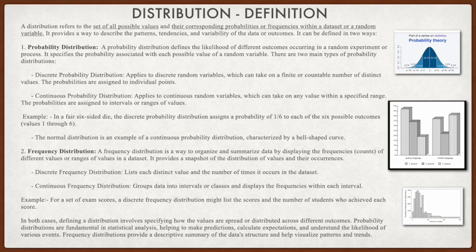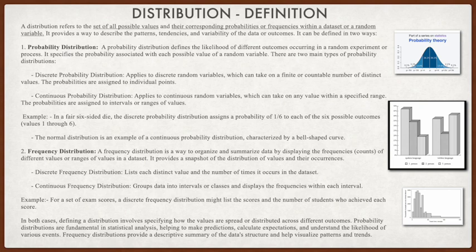So for example, in probability distribution, in a fair six-sided die, the discrete probability distribution assigns a probability of 1/6 to each of the 6 possible outcomes, 1 to 6. In the case of frequency distribution, for a set of exam scores, a discrete frequency distribution might list the scores and the number of students who achieved each score. In both cases, defining a distribution involves specifying how the values are spread or distributed across different outcomes.